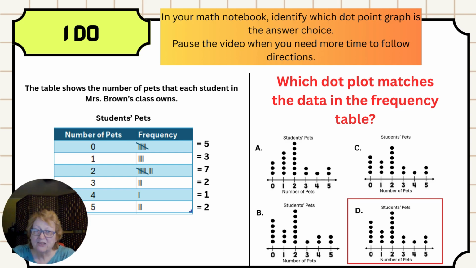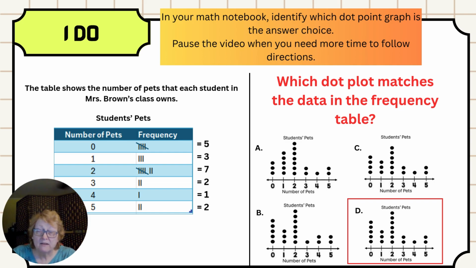Let's look at answer choice D. Even though this is the last one, and it would be easy to assume that this is our answer, we still check it because we could have made a mistake in reviewing the previous answer choices. You always check even the answer choice that you have determined is the correct answer. So look at the data in the dot plot and let's make sure it matches perfectly with the frequency chart.